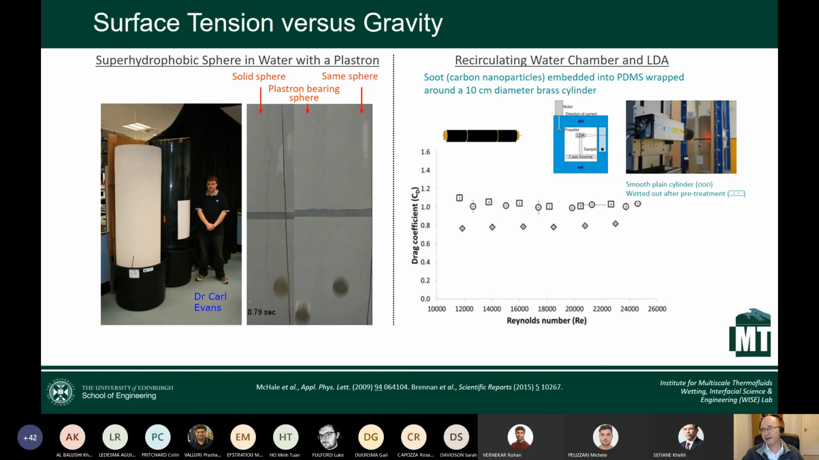And what this is showing is what you've got with a smooth plain cylinder, a cylinder with carbon nanoparticles, a superhydrophobic one, but which has been wetted out, so there is no layer of air. And then what we've got at the bottom is one where we have a layer of air trapped by those carbon nanoparticles. You have a reduction in drag of about 15%, sorry, 30% in this one.